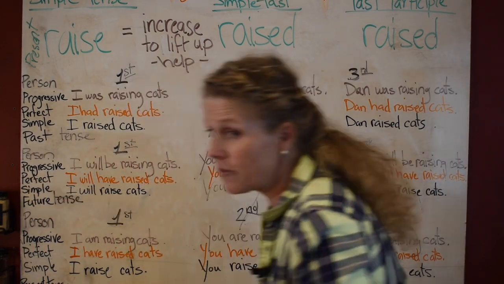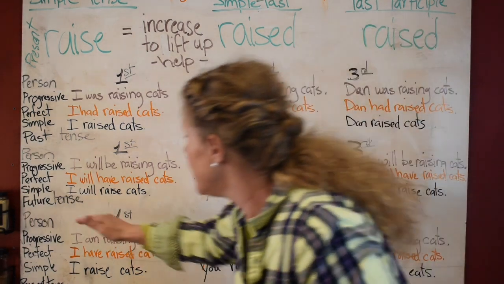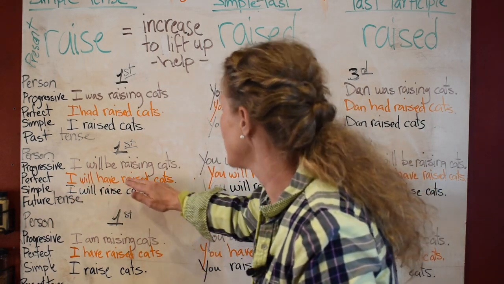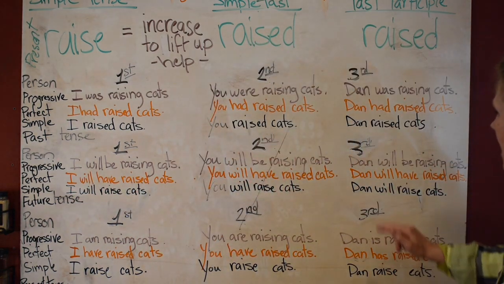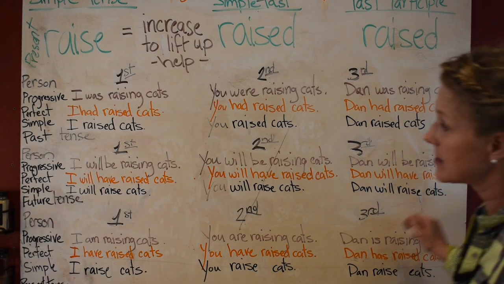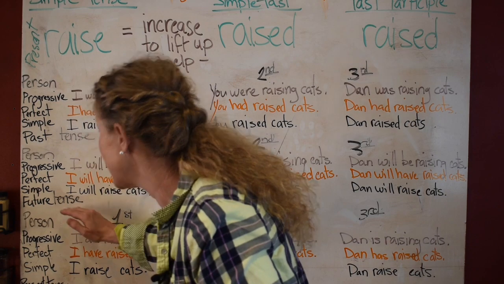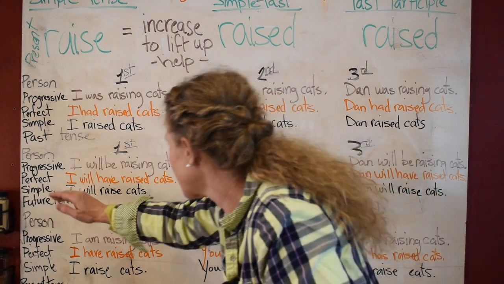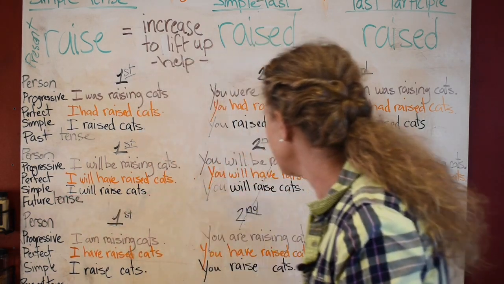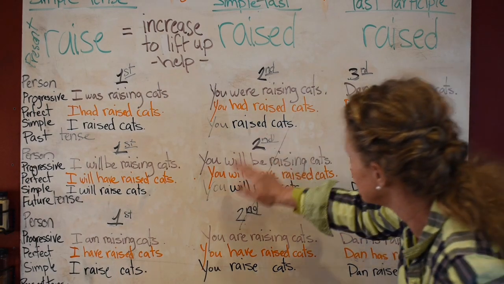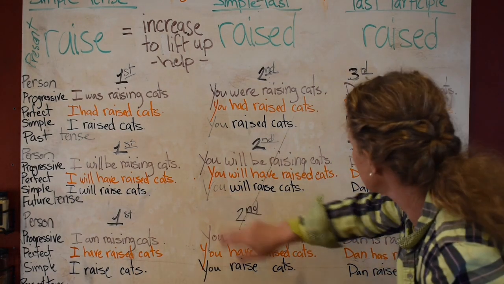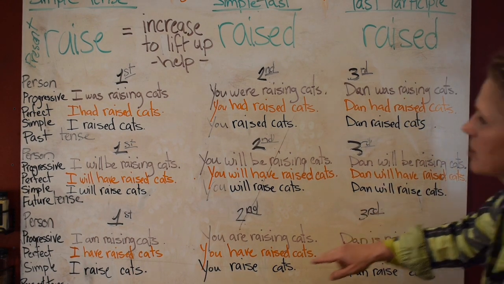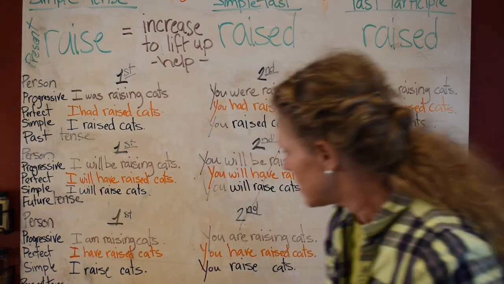Future tense perfect. What do we have to use in the future tense for perfect? I will have raised cats. You will have raised cats. Dan will have raised cats. Now if we look at the future tense for the simple, you just use the word will. I will raise cats. You will raise cats. Second person, singular. Dan will raise cats. Third person, singular. First person, singular.